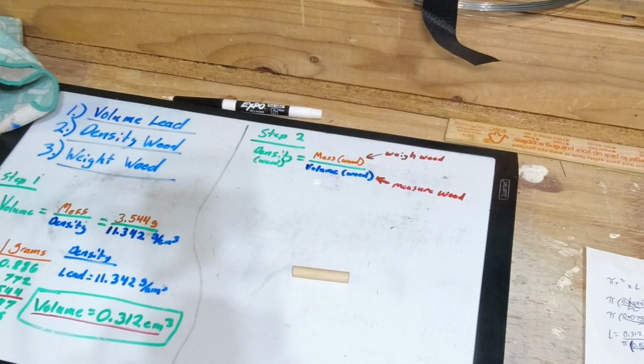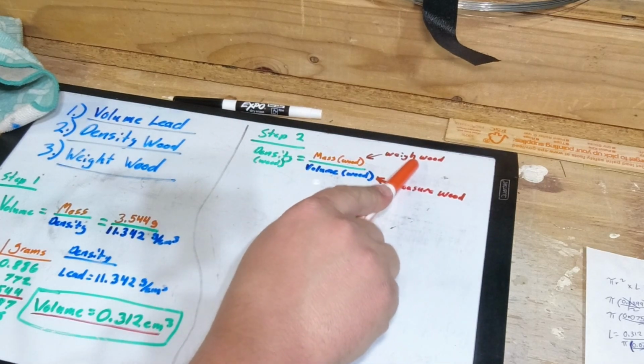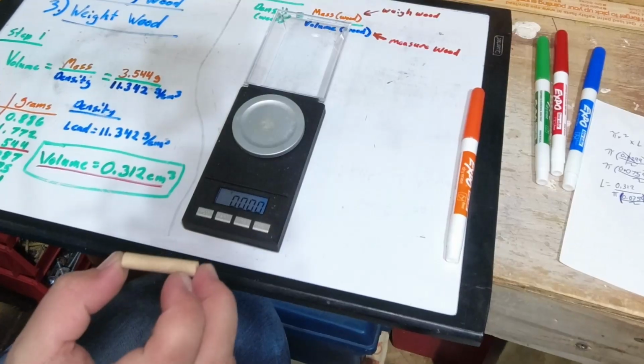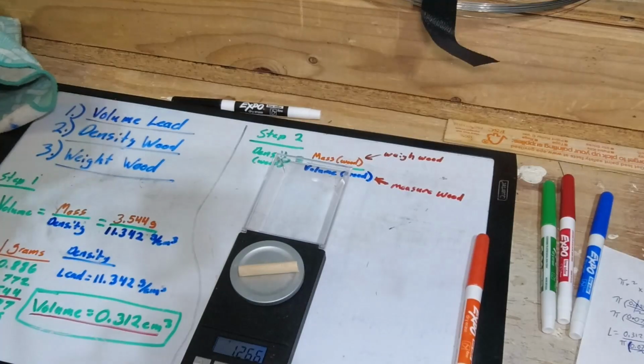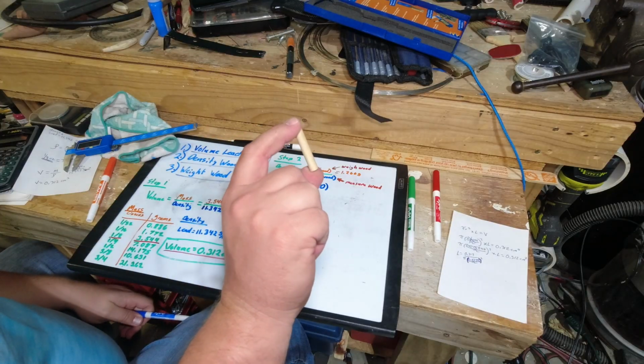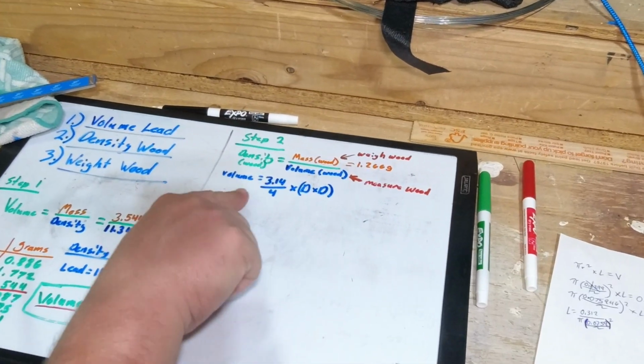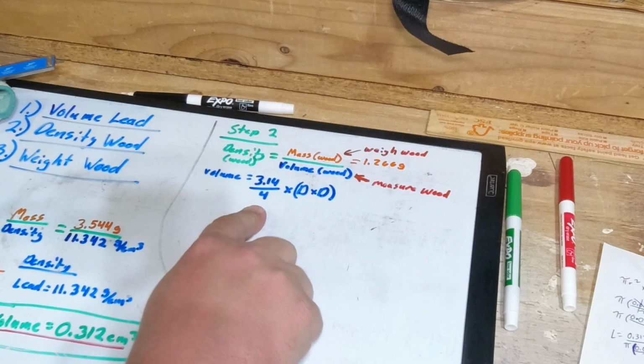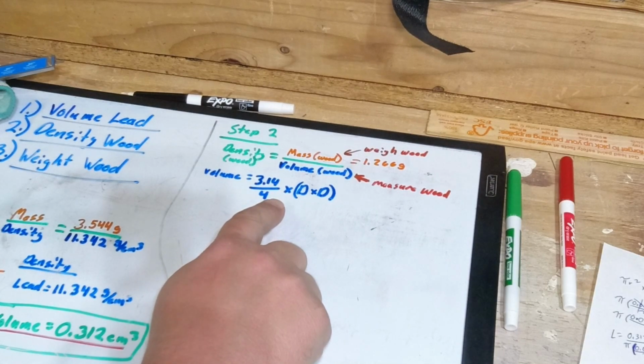To get the mass, we're going to simply weigh the wood. To get the volume, we're going to measure the wood. So for the mass, we're simply going to weigh the wood. In grams, it comes out to be 1.266. Now we're going to measure the wood. All right, to find the volume of our piece of wood, we're going to take 3.14, divide it by 4, and then multiply it by the diameter times the diameter, or the diameter squared.